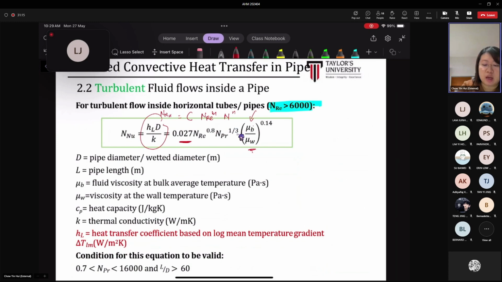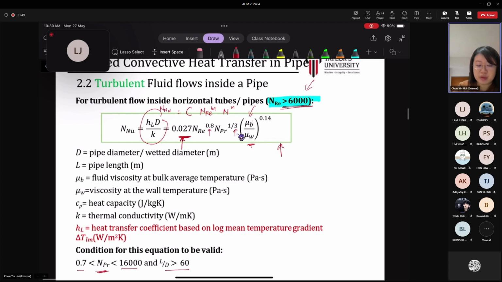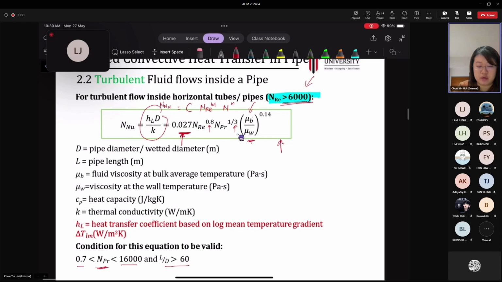You can notice that, depending on the Reynolds number, the C value and the powers m and n differ from the ones in laminar flow. Take note, besides needing the Reynolds number to be higher than 6,000, to apply this equation we also need to make sure the Prandtl number is between 0.7 and 16,000, and L over D is higher than 60. So this is the correlation for turbulent flow.